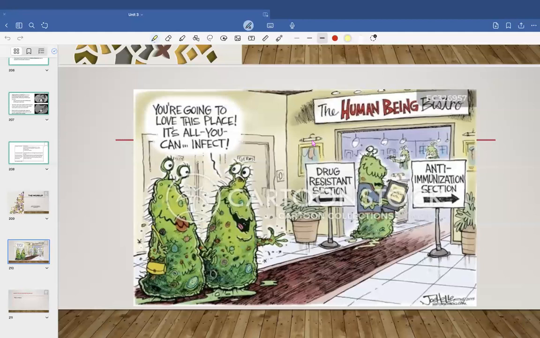What's probably one of the main symptoms you're going to think of? Fever. Yeah, very good. So fever is probably one of the most common things.